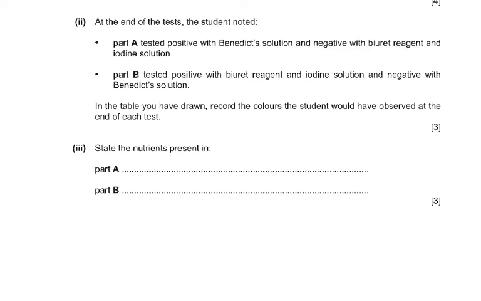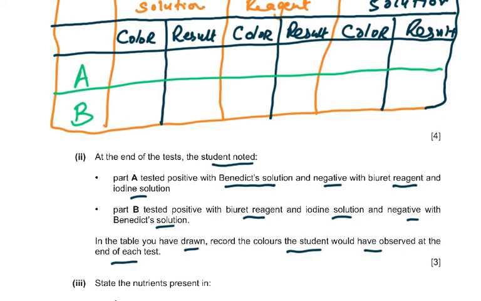Then it says at the end of the test, the students noted that A tested positive with Benedict's and negative with biuret and iodine solution. B tested positive with biuret and iodine solution and negative with Benedict's solution. In the table you have drawn, record the colors the students would have observed at the end of each test. Now, of course, they're expecting you to fill in this.